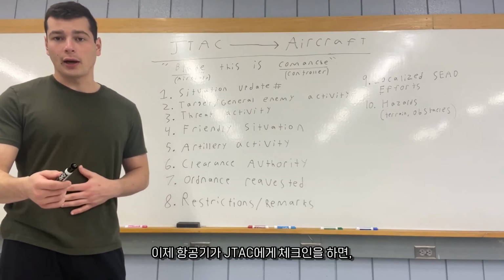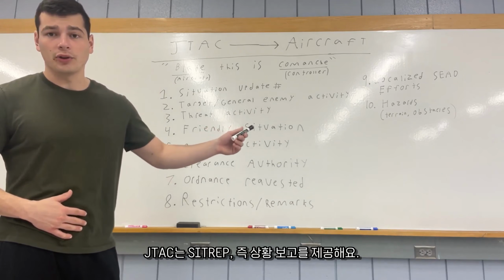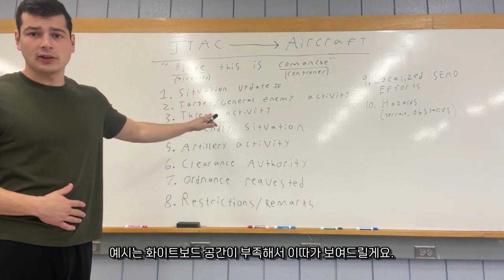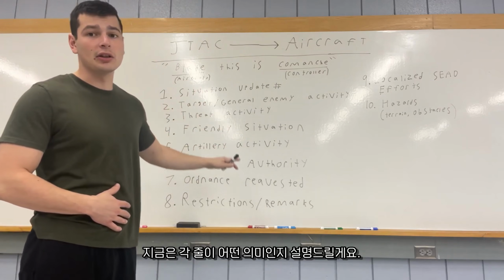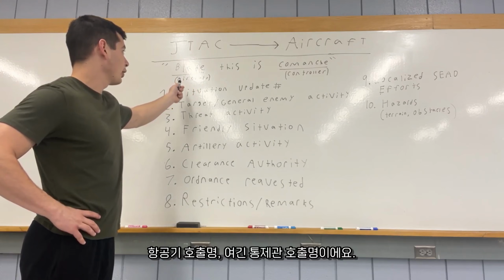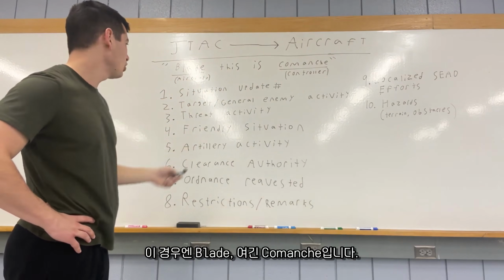Now, after the aircraft checks in with the JTAC, the JTAC is going to provide the aircraft with a sitrep. The sitrep is 10 lines, and I ran out of space here on the whiteboard to give an example, but I'll get to that in a minute. Right now, I just want to go over what each of these 10 lines are. So obviously, first you're going to start with your check-in. So aircraft call sign, this is controller call sign. In this case, Blade, this is Comanche.